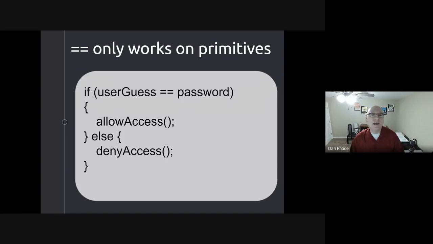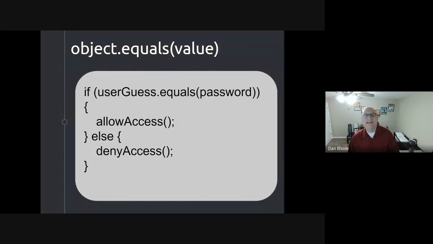Equals equals only works on primitives. Ints, doubles, booleans, chars, characters. So we've done a lot with ints, we've done a lot with doubles, and a little bit with booleans. Strings are not primitives. Strings are actually objects, immutable objects to be exact. So since strings are objects in Java, equals equals will not work. You have to use dot equals and then put the value you want to compare into parentheses.